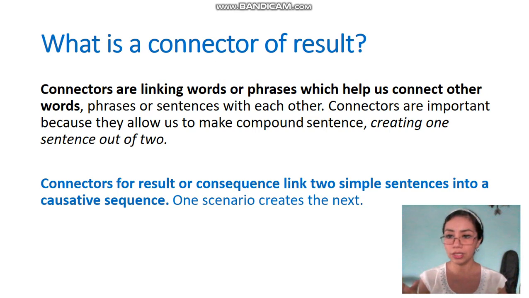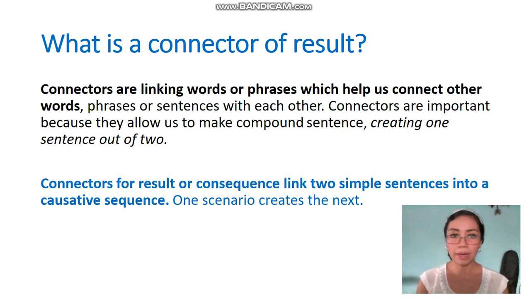So what a connector is going to help me do is to connect two sentences or two phrases with each other to make a complex sentence. Not something simple, not something first level, but something a little bit more complex. So these connectors are going to allow us to make compound sentences, that is, one sentence that includes more information than a regular one.